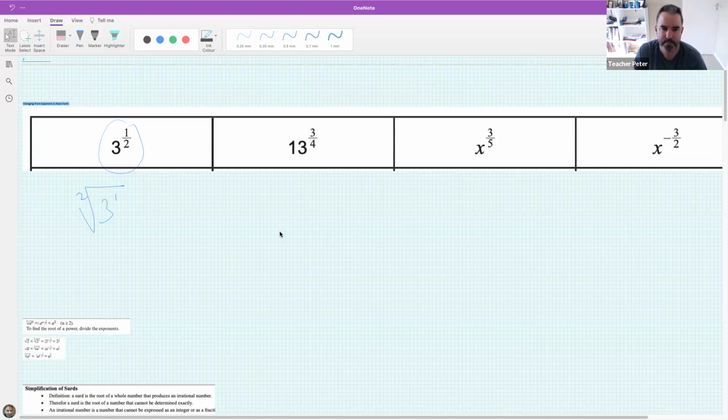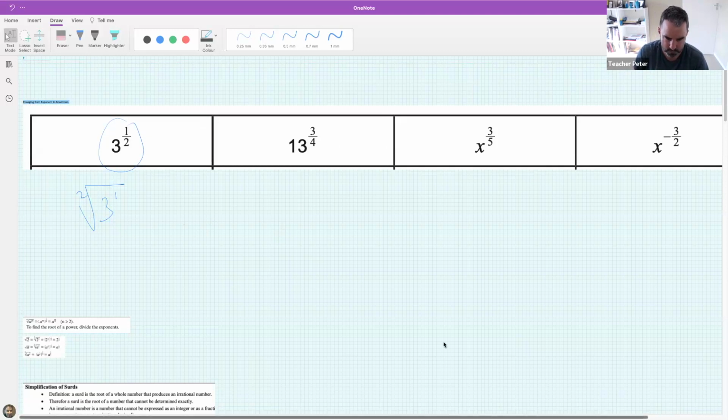Okay. So let's see if we know how to go. Who wants to have a go at doing the first one for us today? How do I write 13 to the power of 3/4 in root form? You can put your hand up if you're feeling like you've got this, and you can just tell me what I need to do.